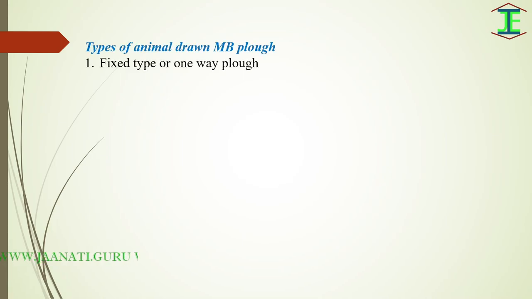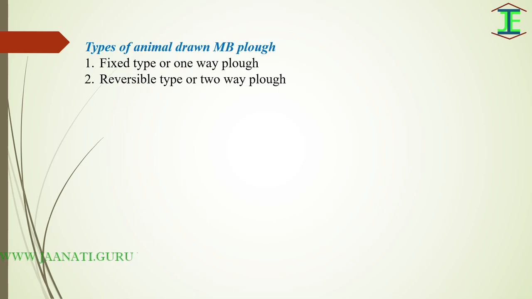Next, types of animal drawn MB plow. Fixed type or one-way plow, reversible type or two-way plow. In fixed type or one-way plow, the soil is thrown to only one side. It is called one-way plow. If we want to throw the soil to the right side, the soil is thrown to that right side only in this one-way plow.